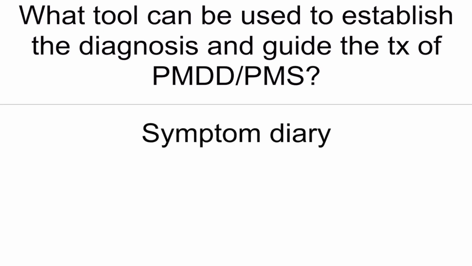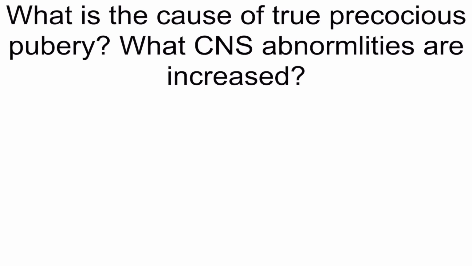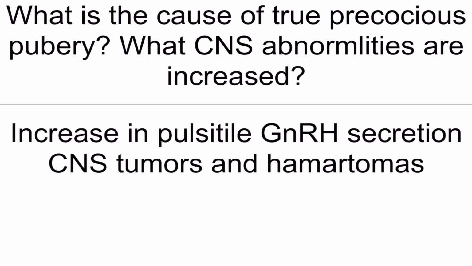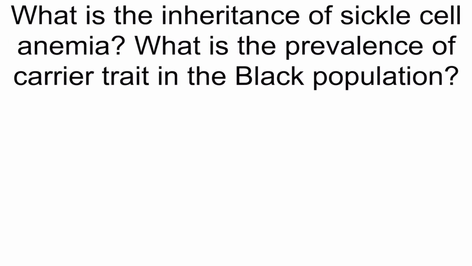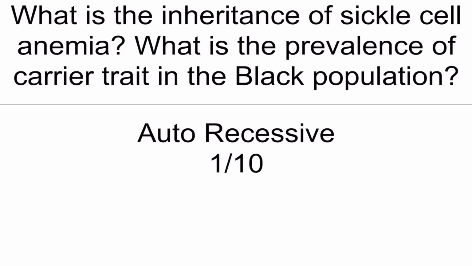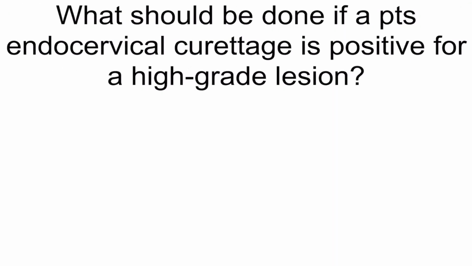What tool can be used to establish diagnosis and guide the treatment of PMDD, PMS? Symptom diary. What is the cause of true precocious puberty, and what CNS abnormalities are increased? Increase in pulsatile GnRH secretion, CNS tumors, and hamartomas are increased. What is the inheritance of sickle cell anemia? What is the prevalence of carrier trait in the Black population? It's autosomal recessive, and it's about 1 out of 10. What should be done if a patient's endocervical curettage is positive for a high-grade lesion?